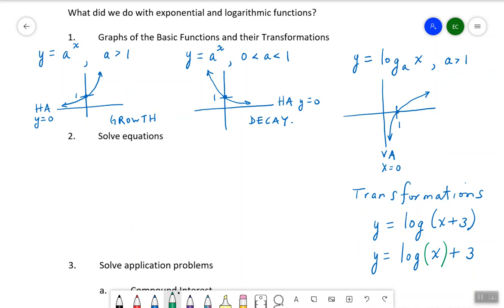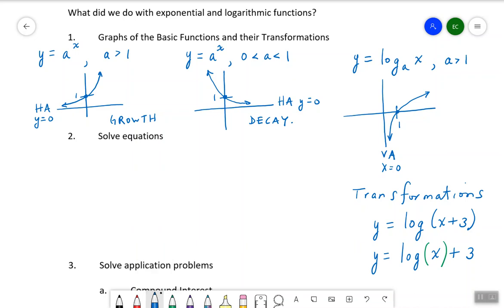We also did reflections of logarithms and exponentials. And we talked about how the asymptote can move when you shift an exponential or a logarithm. We did not talk about stretches or compressions of exponentials or logarithms, and so they would not be on the exam. Okay, so that's the graphing.